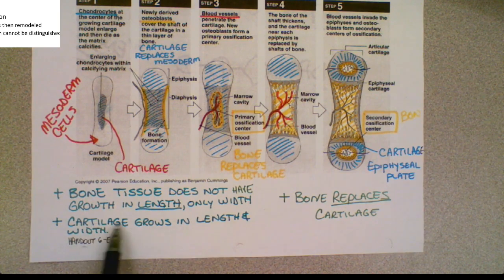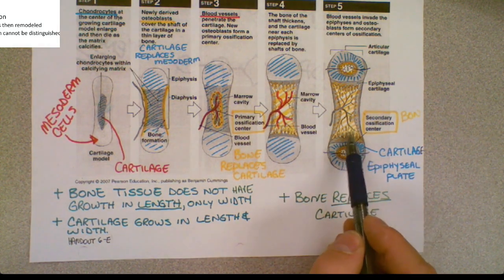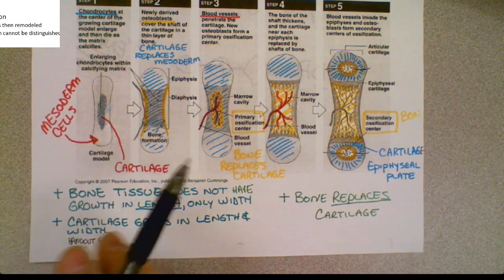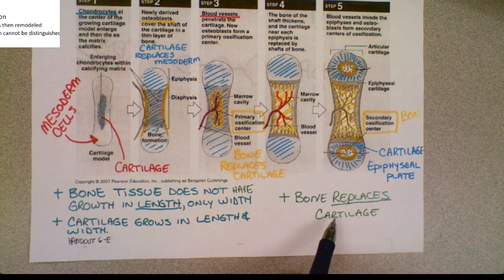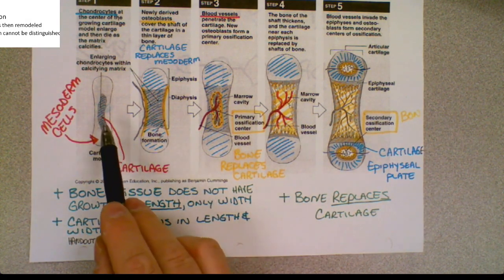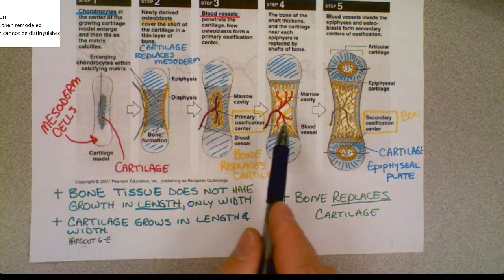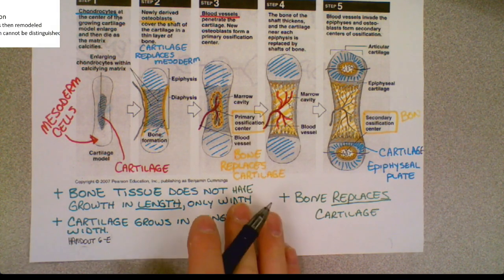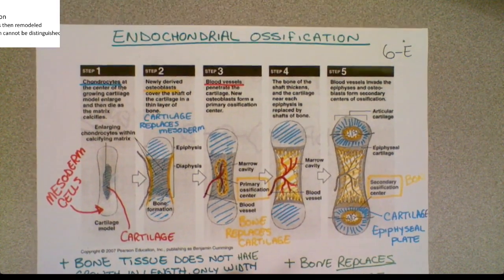Our cartilage is going to grow in length and width, so it can make this skeleton wider and longer. But in endochondral ossification, our bone is replacing the cartilage. And you can see how we start off with this cartilage template that is then replaced by bone as the fetus develops. So this is endochondral ossification.